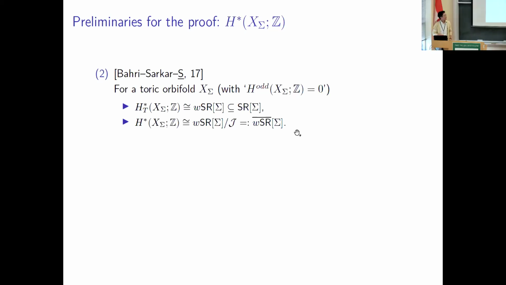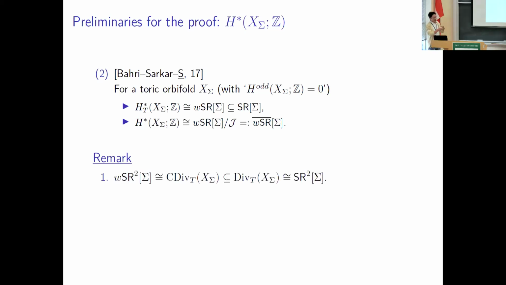I'm not getting into the details of the weighted Stanley-Reisner ring, but let me give you some information about this object. First of all, the degree 2 part is nothing but the torus invariant Cartier divisors. So this is basically a certain subgroup of the torus invariant Weil divisors. This corresponds to just the degree 2 part of the Stanley-Reisner ring.